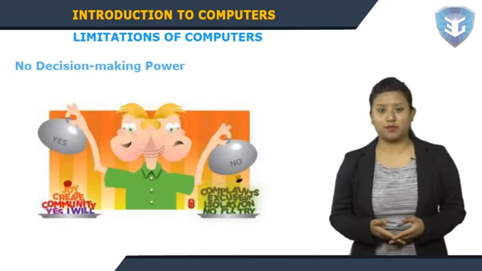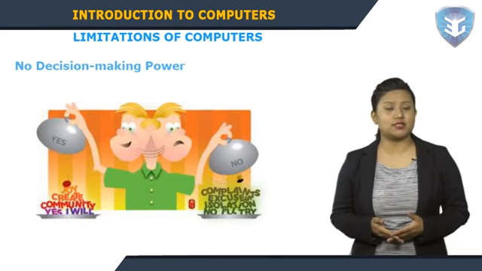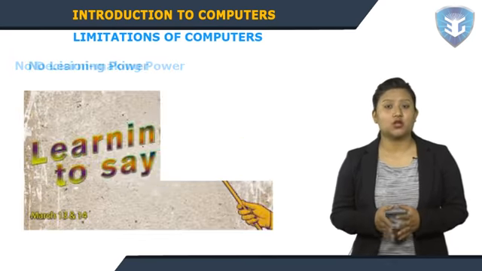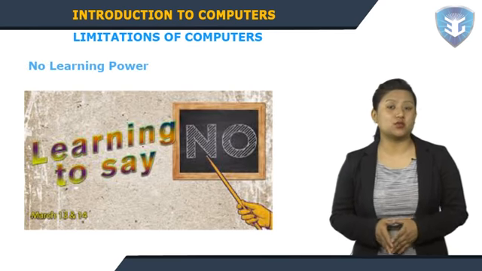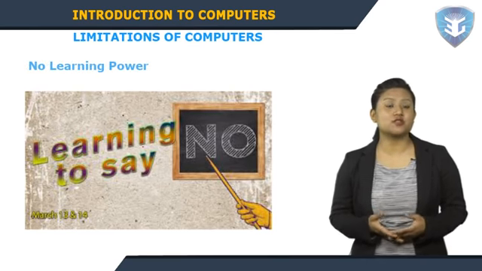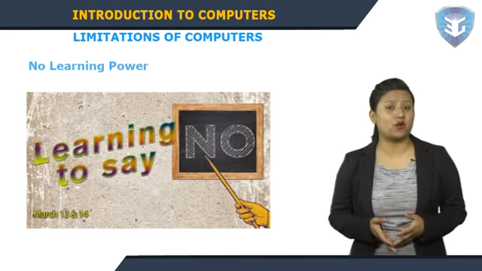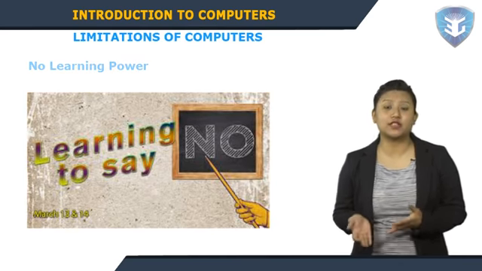No decision-making power. A computer cannot take any decision of its own. It does only those tasks which are already instructed to it. No learning power. A computer has no learning power. Once one gives instructions to a computer how to perform a task, the task cannot be performed the next time if one does not give it instructions again.